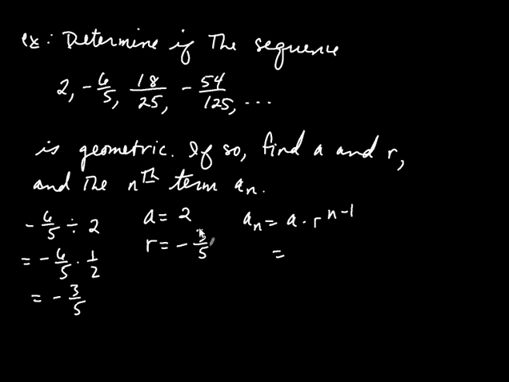So plugging in, a is 2, and r is -3/5. So I'm going to take -3/5 and raise it to the n take away 1. That's my formula for the nth term.